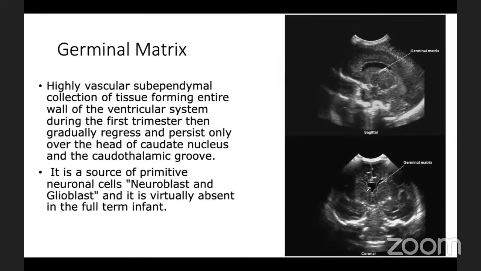Germinal matrix is a highly vascular subependymal collection of tissue which forms the wall of all the ventricles, and it is very prominent during the first trimester. Normally it gradually regresses and persists only on the head of the caudate nucleus in the caudothalamic groove. It is the source of primitive neuronal cells, the neuroblasts and the glioblasts, and is virtually absent in the full term. So if you see here, this is the germinal matrix in the sagittal plane, and here this will be in the coronal plane.